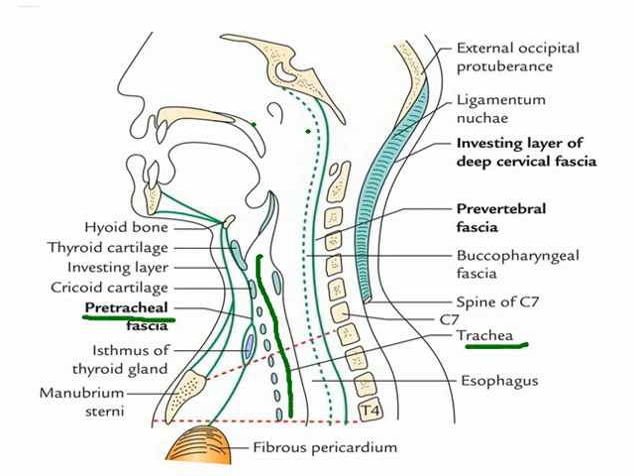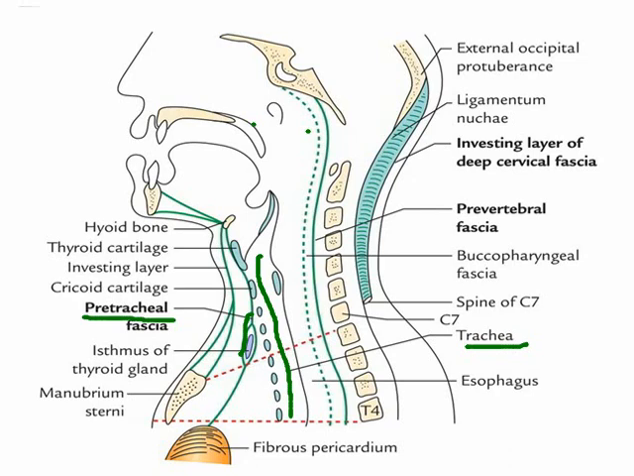It is attached above to the hyoid bone, thyroid cartilage, cricoid cartilage. Then it splits to enclose the thyroid gland, and inferiorly it merges with the arch of aorta. So this layer of the deep cervical fascia is present in front of the trachea. So it is called the pretracheal layer.